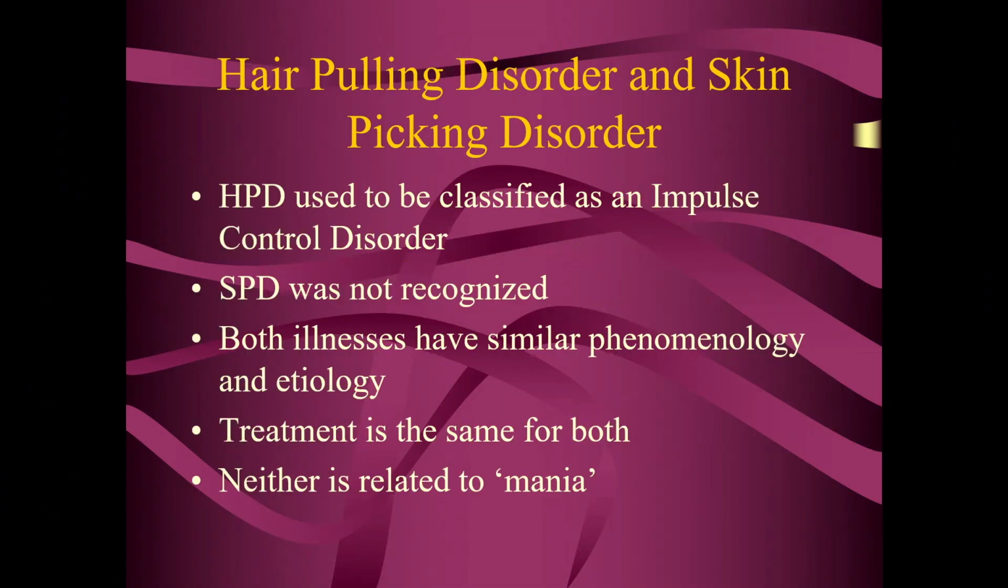Hair pulling disorder used to be classified as an impulse control disorder. It is not an impulse control disorder. It has nothing whatsoever to do with impulses. It is urges, not an impulse. Skin picking disorder was not in the DSM at all prior to DSM-5. The illnesses of hair pulling and skin picking have similar phenomenology and etiology. Treatment is the same for both. They really can be considered and grouped together for the most part.